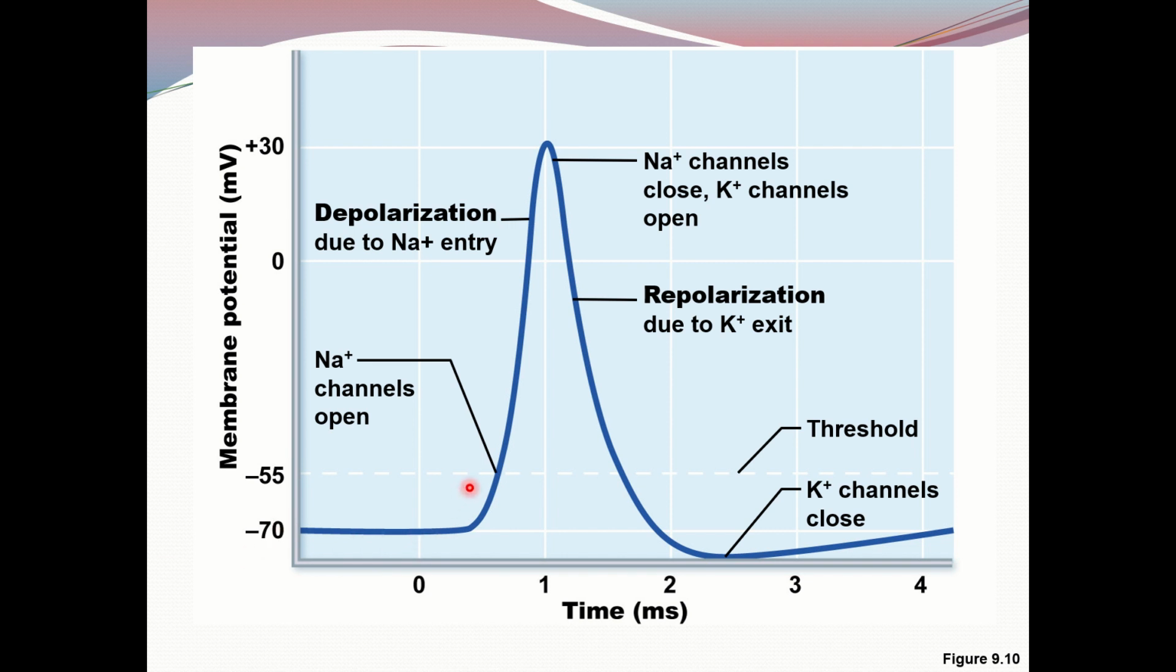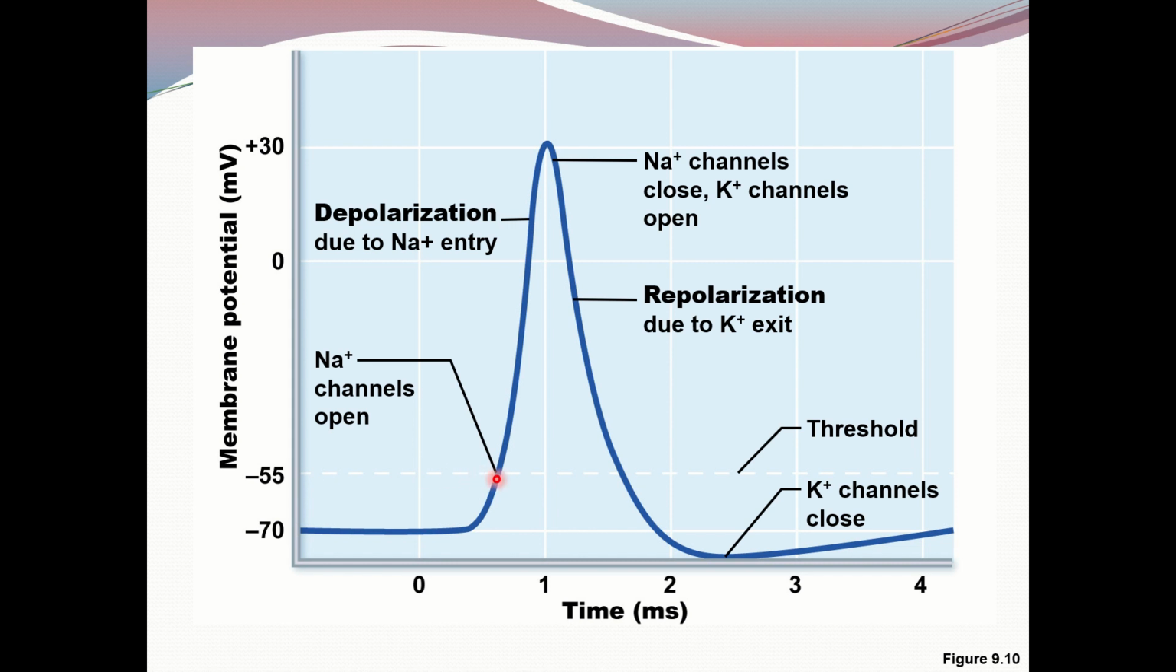During the end plate potential, the channels are going to be allowing for the influx of sodium ions. Sodium ions have a positive charge. And the end plate potential is going to bring the membrane potential to a threshold of negative 55 millivolts.